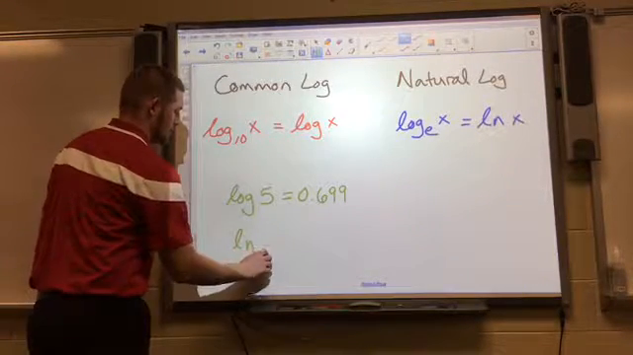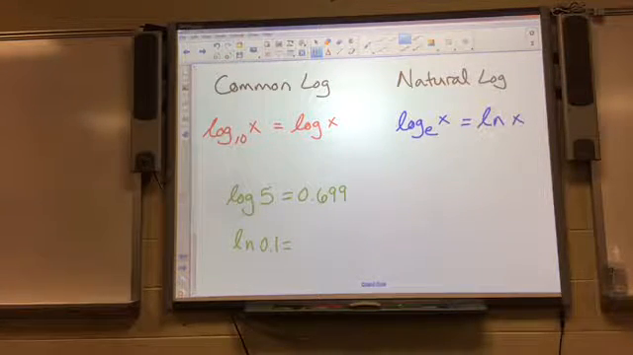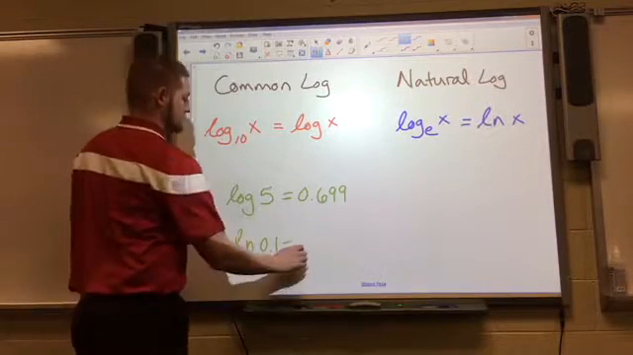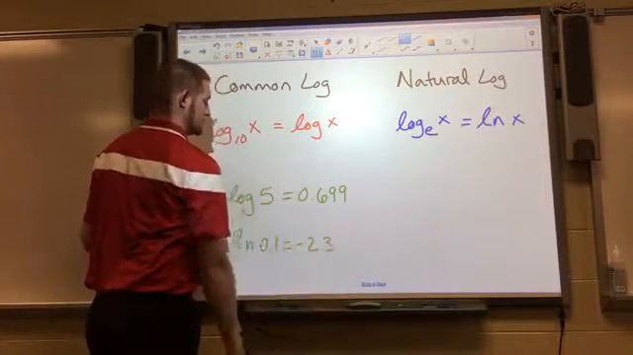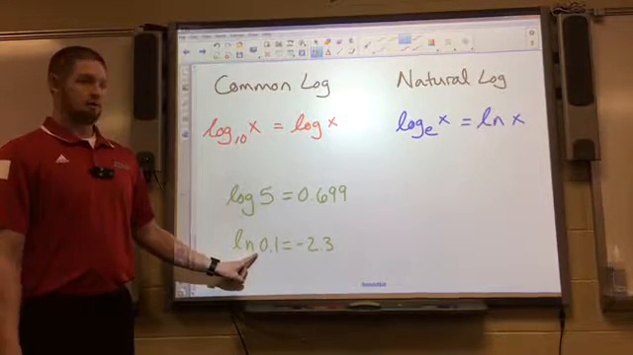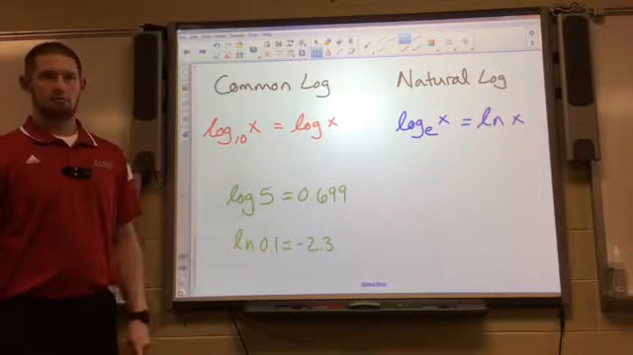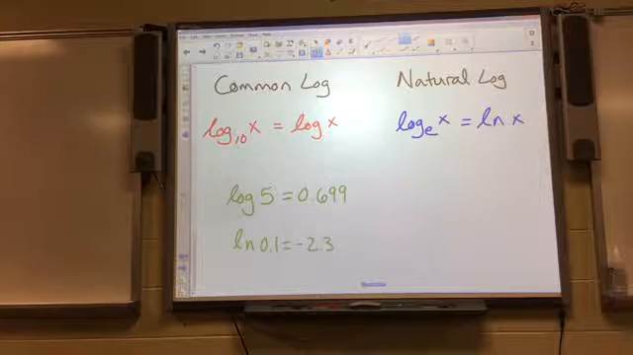ln of 0.1. Basically negative 2.3, right? So that means that e to the negative 2.3 power is 0.1. Okay. We doing all right so far? I know this is basically all new, right? Hey, we've never even seen any of this, and I get that. Hey, we'll take plenty of time here to work on these.